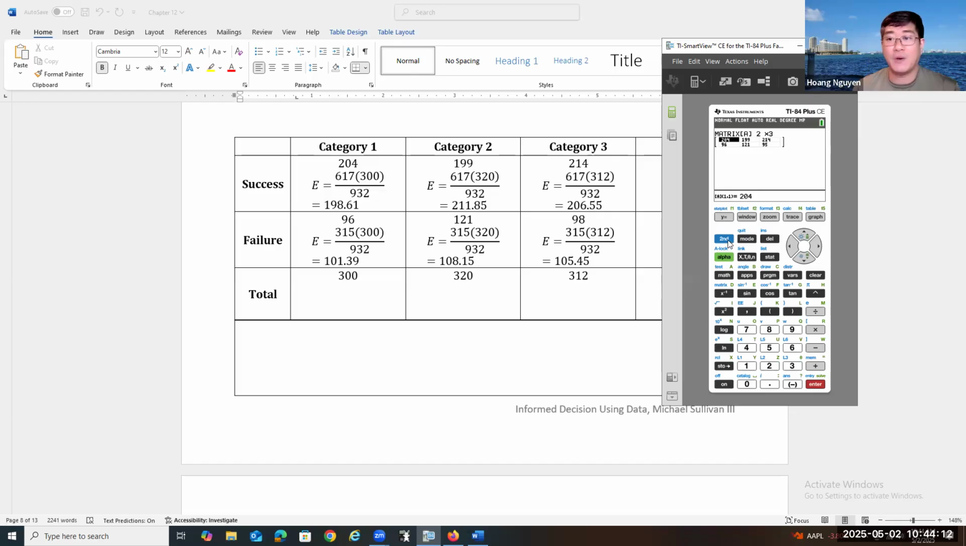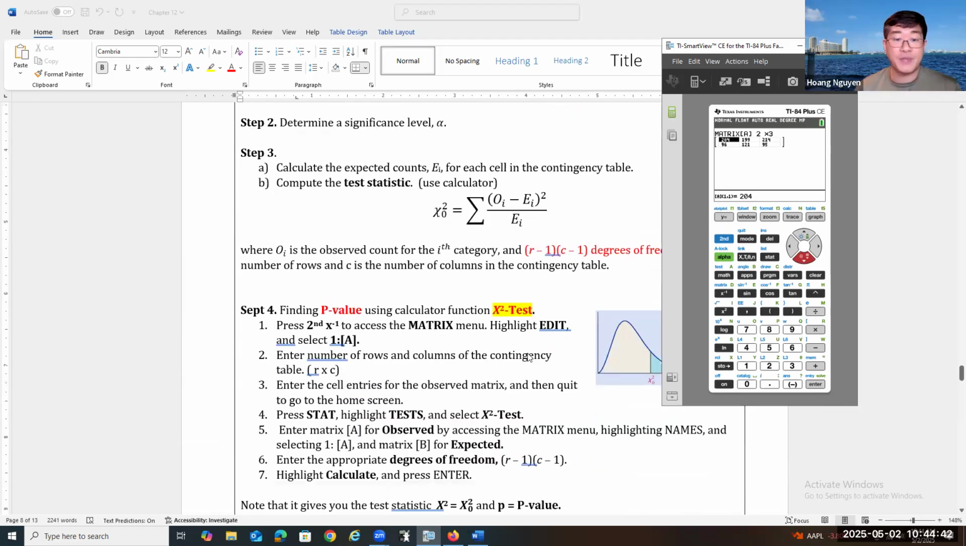So once again, we're gonna go second x to the power -1 to accept the matrix. And then we're gonna go to the edit option and select matrix A and input the numbers of row for the matrix A and the numbers of column for the matrix A. You have to follow that order, row and columns. After you input the rows and columns, the calculator will modify the matrix. And after you got the matrix, you just input the value for each of the cell that we have. You just input the observed values. So that's how we input the matrix, right?